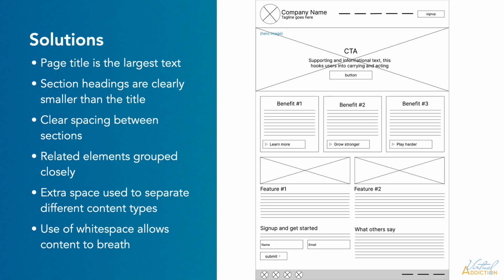For alignment, everything snaps to a consistent edge. Buttons, text, everything lines up vertically and horizontally. Content follows an invisible grid. Good alignment creates order and rhythm. It makes the layout feel intentional instead of accidental, and it helps users move quickly through the page.